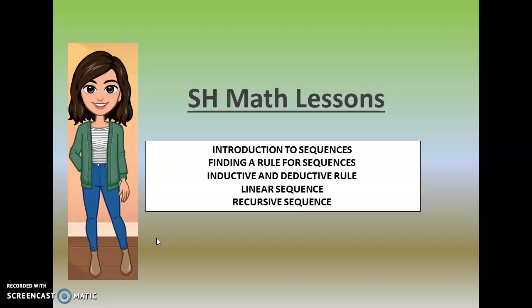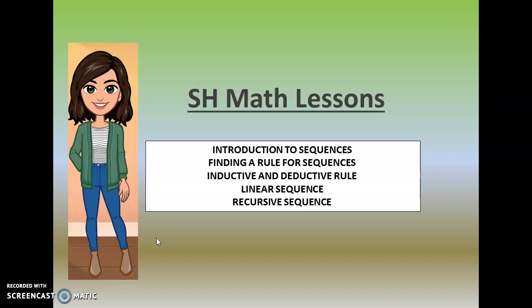So today we are going to look at Introduction to Sequences. We are also going to see how to find a rule for sequences. Now there are two ways to go about doing that. So we're going to look at inductive and deductive rule. We're also going to look at a few different types of sequences. Yes, the easiest one is the linear sequence, and then we'll also look at recursive sequence. So let's go ahead and understand a bit about sequences.